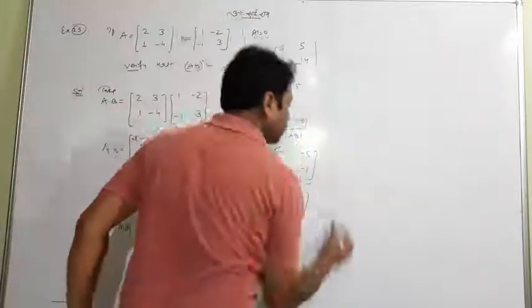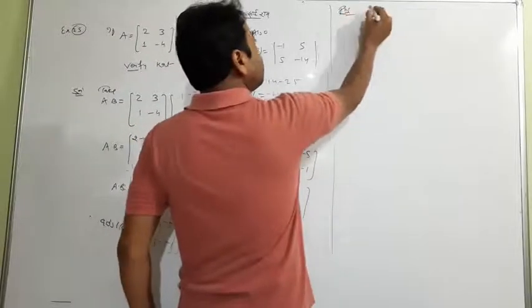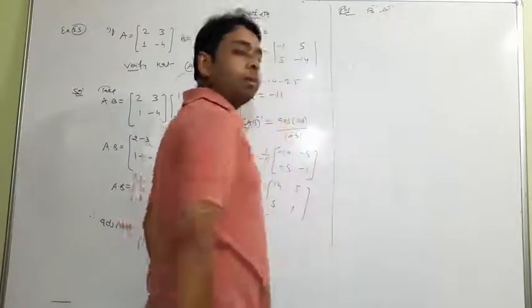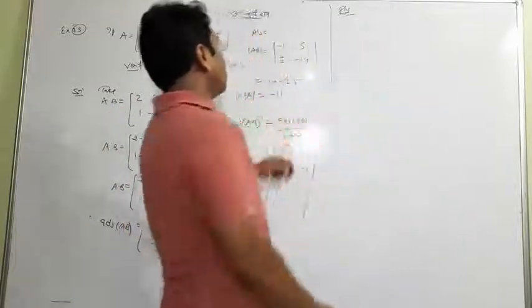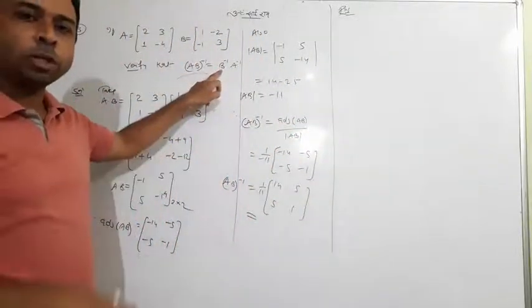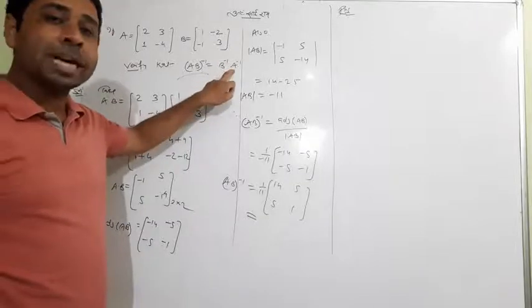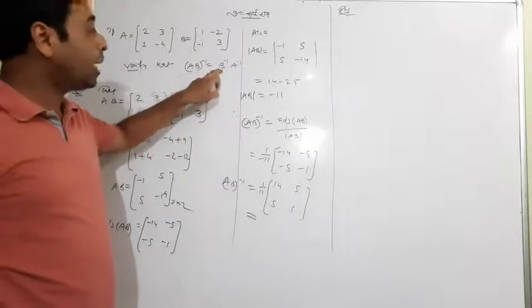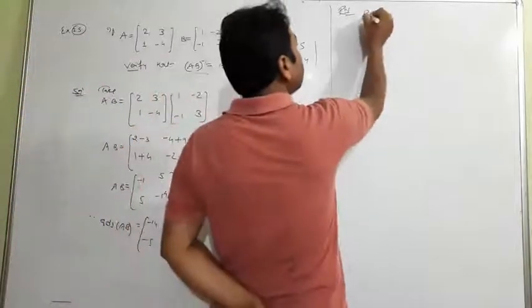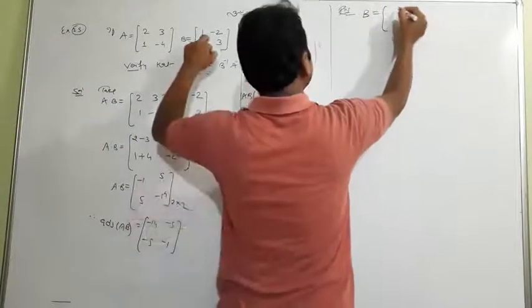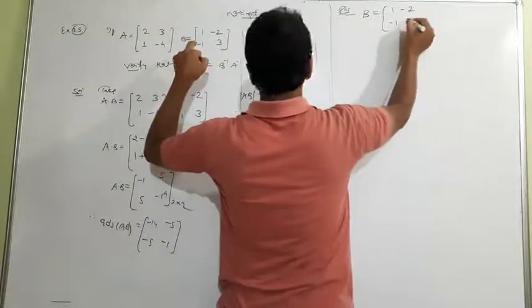Now I'll go to the RHS. What does the RHS say? B inverse into A inverse. So one by one you have to find B inverse and A inverse. How to start? What is B inverse? Adjoint B upon determinant B. What is A inverse? Adjoint A upon determinant A. You need adjoint B and adjoint A. Okay, I'll find them. What is B? B is 1, minus 2, minus 1, 3.